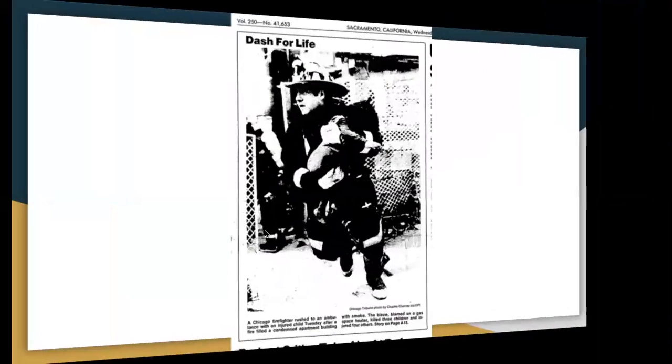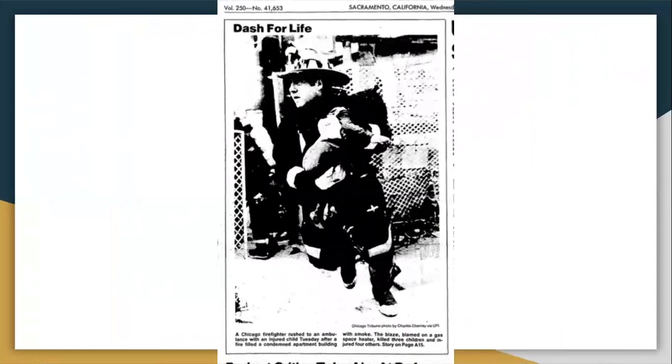The first news item on the page that caught my attention was a picture of a Chicago fireman rushing a child to the ambulance after being severely injured. The reason it caught my attention was due to it being the largest photo on the front page. The content provided around the picture itself served as the lead story of the day.